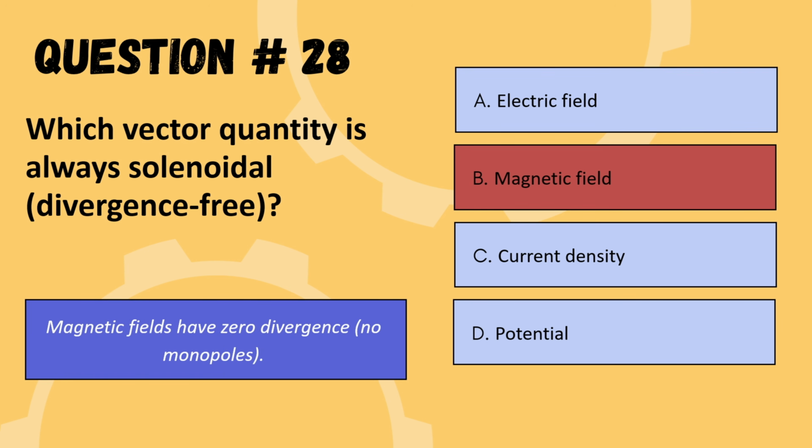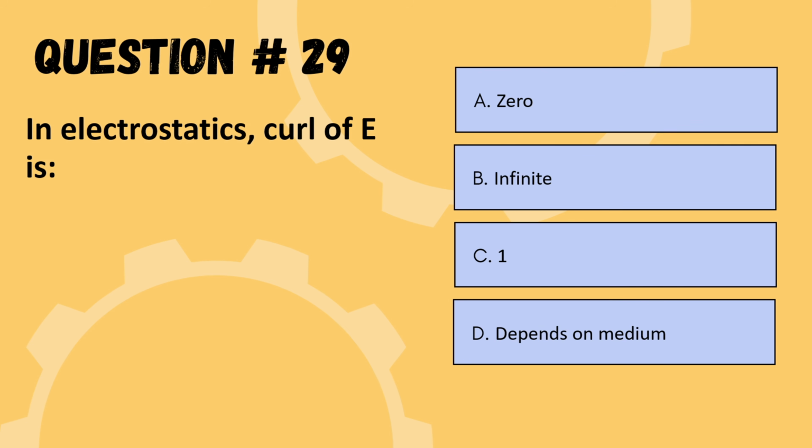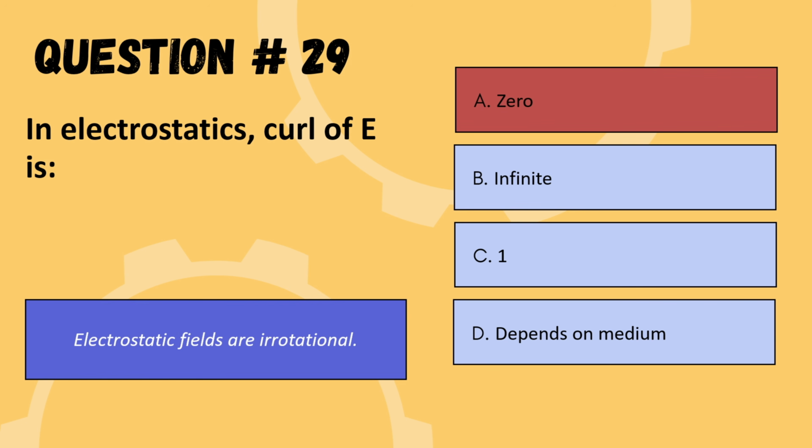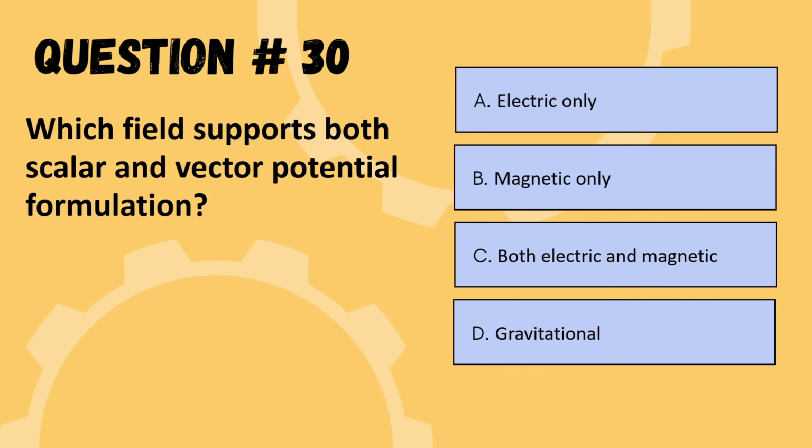So we are moving to the next question. Next question is, in electrostatics, curl of E is. Options are 0, infinite, 1, or dependent on medium. So the correct option is option A, 0. So we are moving to the last question. Last question is, which field support both scalar and vector potential formulation? Options are electric only, magnetic only, both electric and magnetic, or gravitational. So the correct option is option C, both electric and magnetic.